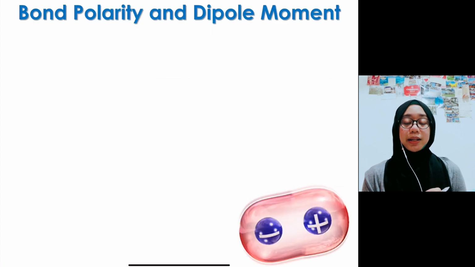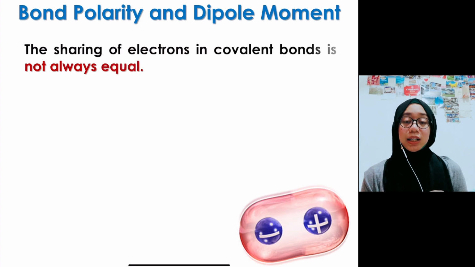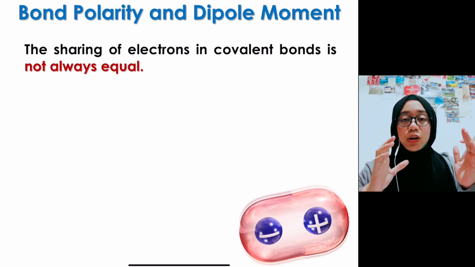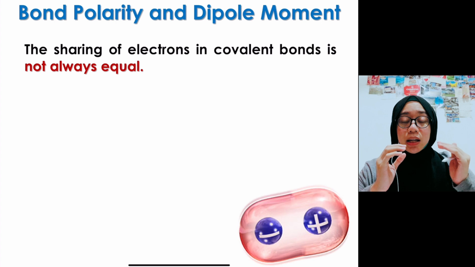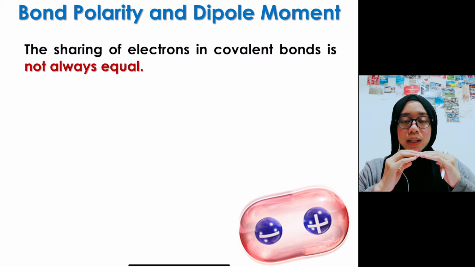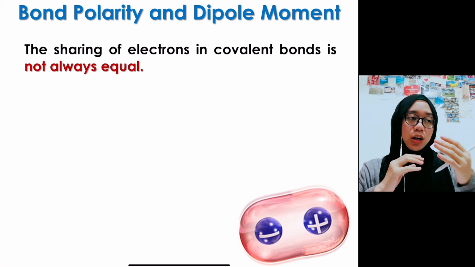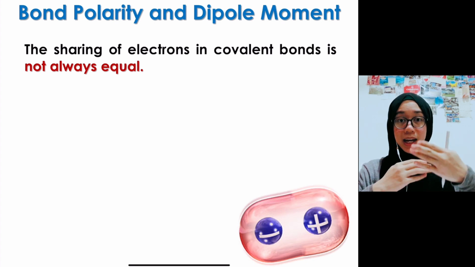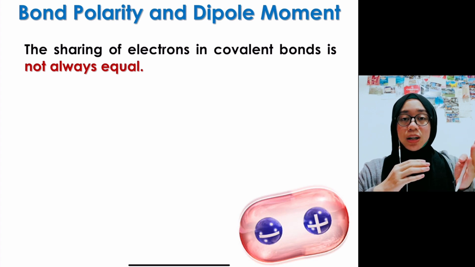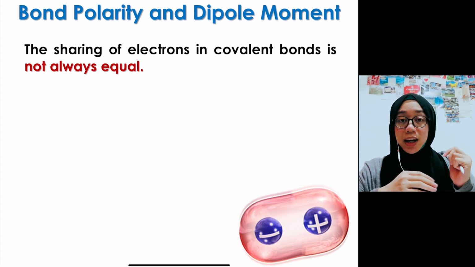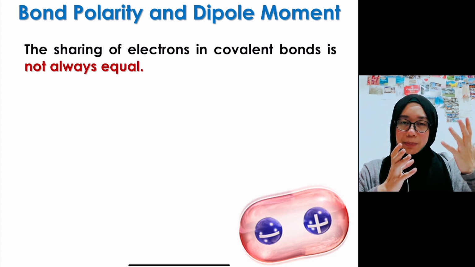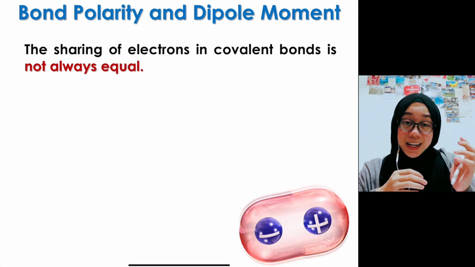Okay, so bond polarity and dipole moment. So the sharing of electrons in covalent bond is not always equal. Okay, so kita ada covalent bond kan dia share electrons kan, tapi dia share electrons tu dia tak equally shared pun. Okay, so kalau kita macam makan pizza, kita beli pizza dua orang share, so usually kita akan bagi half-half kan, tapi that's not the case bila untuk covalent bond. Okay, so mungkin ada something yang akan tarik lebih elektron, satu lagi dia kurang sikit elektron dia.